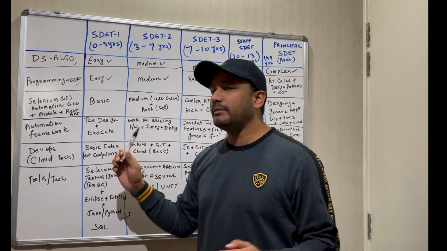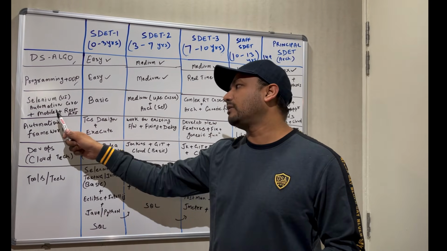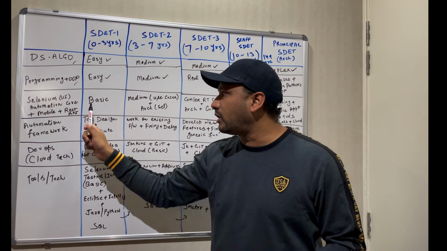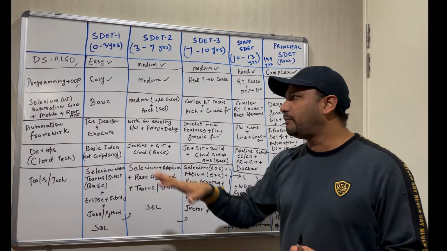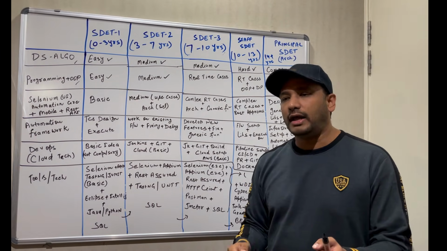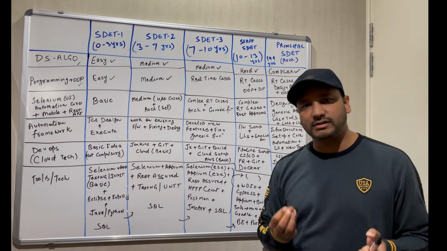Then Selenium is a compulsory thing. Selenium plus automation and mobile automation and the REST API automation. This section is for the automation. If you're going in as SDET 1, you need the basic level of Selenium core features, what you mean by PUT, GET, POST, and how to use Postman, at least some basic stuff you should know.